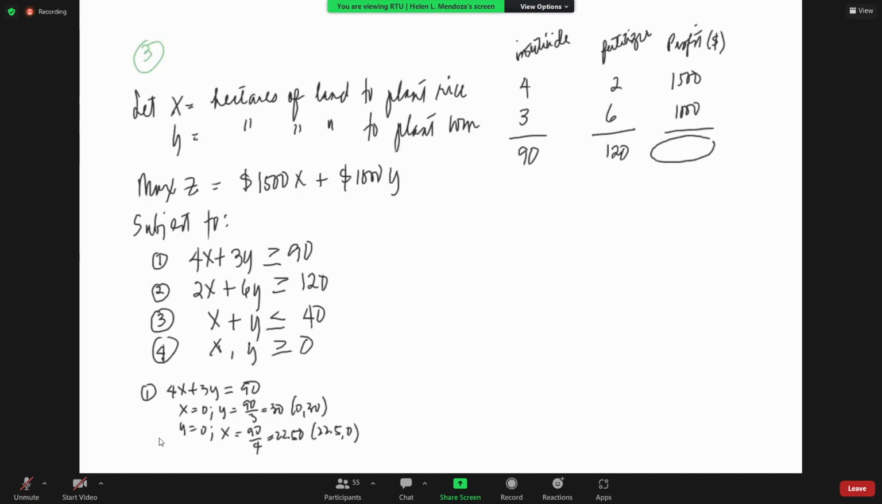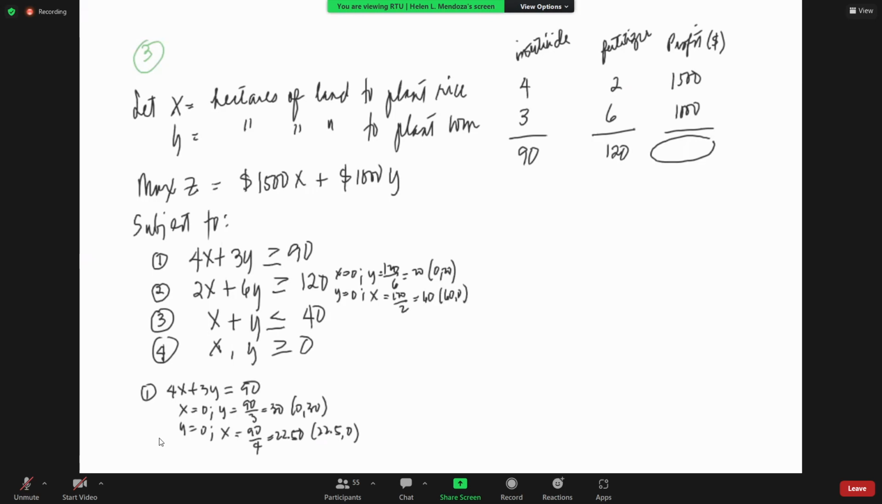So for number 2, we have, hindi itapat na lang natin. So if x is 0, y is 120 divided by 6. So ilan ba ang 120 divided by 6? 20. Tama ba? 0, 20. Then y is 0, x is 120 divided by 2, so this is 60. So this is 60, 0.